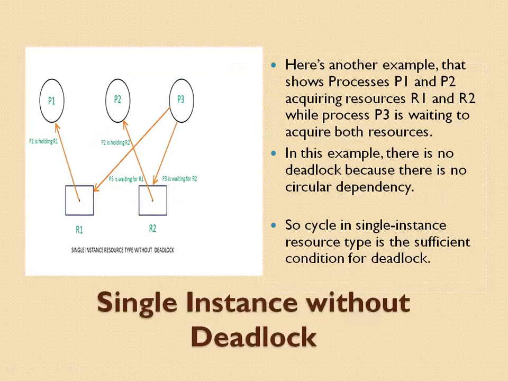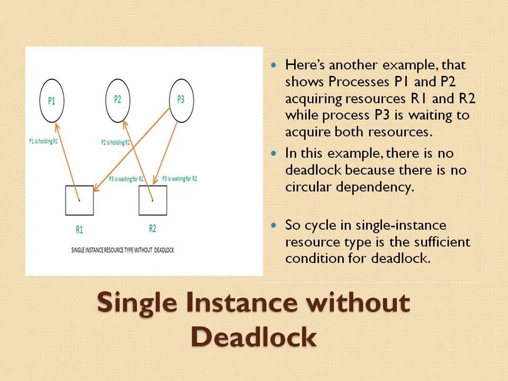Now, the example that we can take for a single instance without deadlock, where R1 and R2 are the resources, and we are taking a directed graph with P1, P2, and P3. Three processes are there. P1 is holding R1, and P2 is holding R2, and P3 is waiting for R1 and R2. Here is an example that you can see. It shows the processes P1 and P2 acquiring the resources R1 and R2, while process P3 is waiting to acquire both resources. In the example, there is no deadlock because there is no circular dependency.